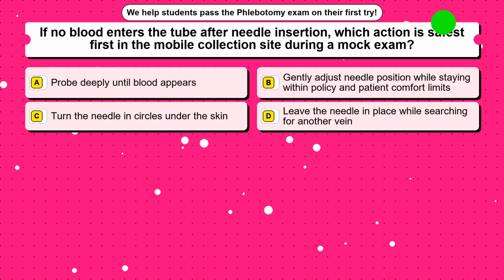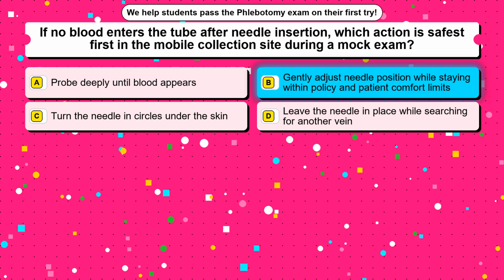Question 30. If no blood enters the tube after needle insertion, which action is safest first in the mobile collection site during a mock exam? Option A. Probe deeply until blood appears. Option B. Gently adjust needle position while staying within policy and patient comfort limits. Option C. Turn the needle in circles under the skin. Option D. Leave the needle in place while searching for another vein.